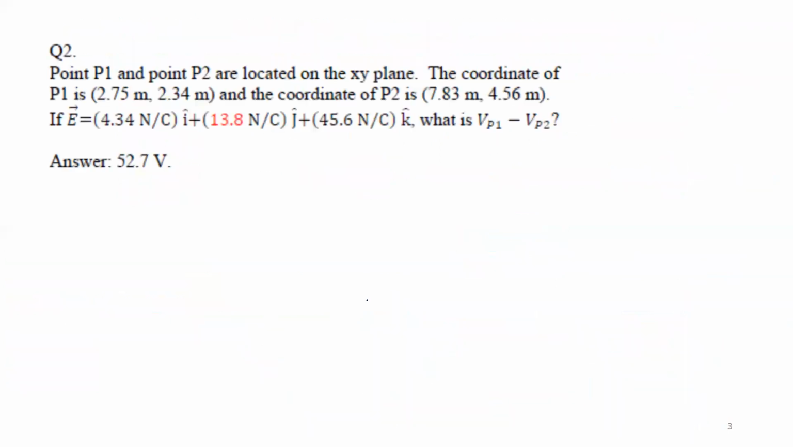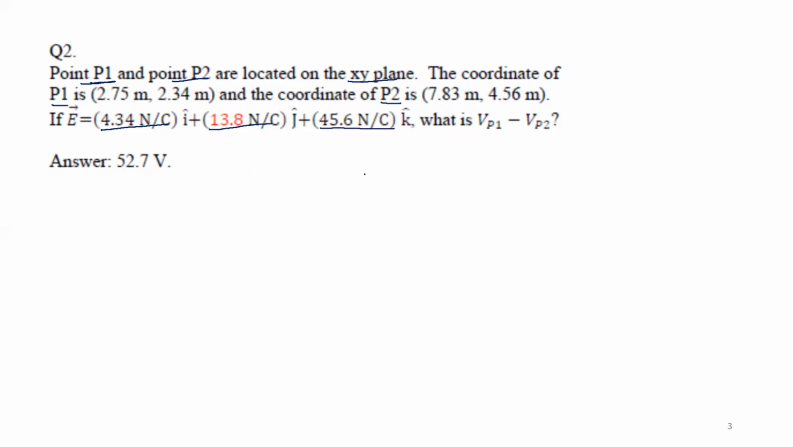Good. Now let's go to the next problem. So here I have point P1 and point P2 that are located in the XY plane, and I give you the coordinates of point P1 and the coordinates of point P2. Now, the electric field here is constant, so I have a certain coordinate of the electric field along I hat, along J hat, and along K hat.